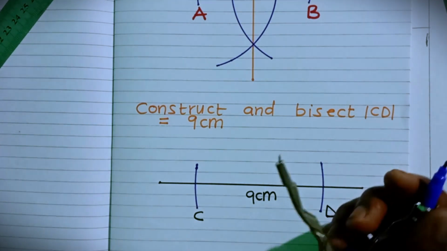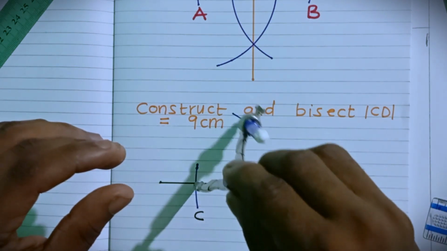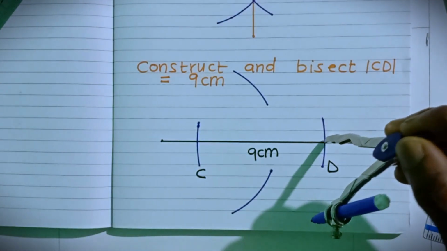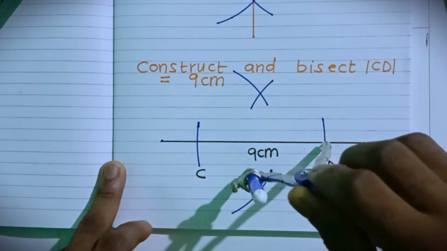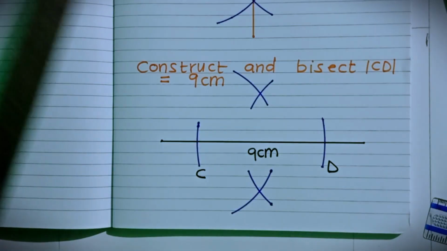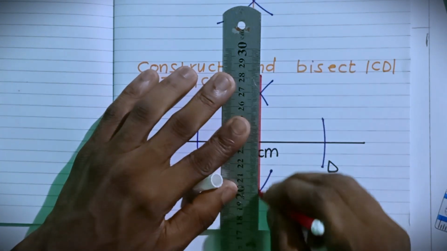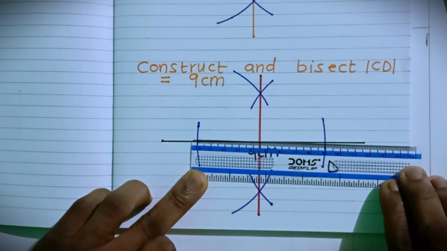Take your compass, stand at C, open to more than half. Make an arc above, make an arc below. Go and stand at D. Where the arc crossed the line, make an arc to cross the one above, cross the one below. Now you draw a line, pass through where the two arcs met above and below. Now use your ruler to confirm it's on 4.5 exactly.